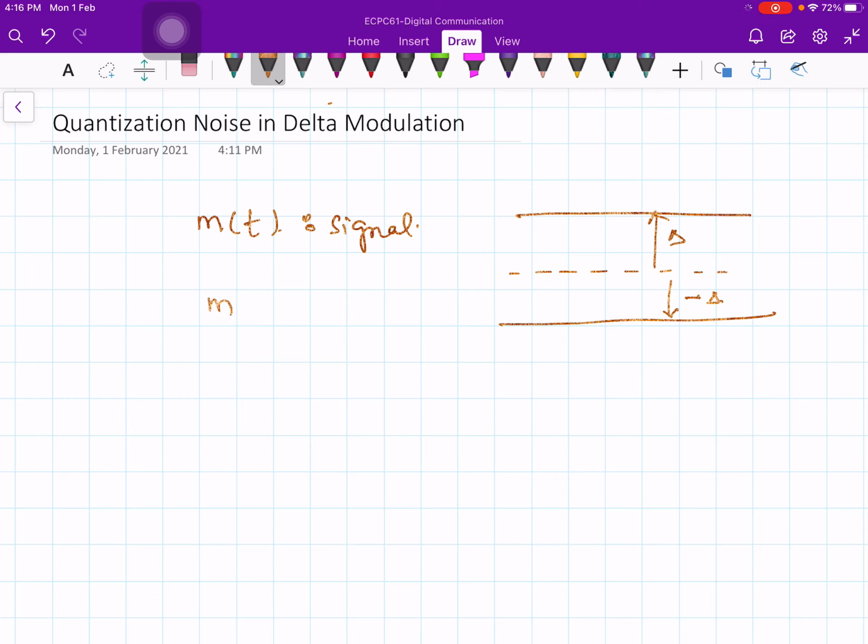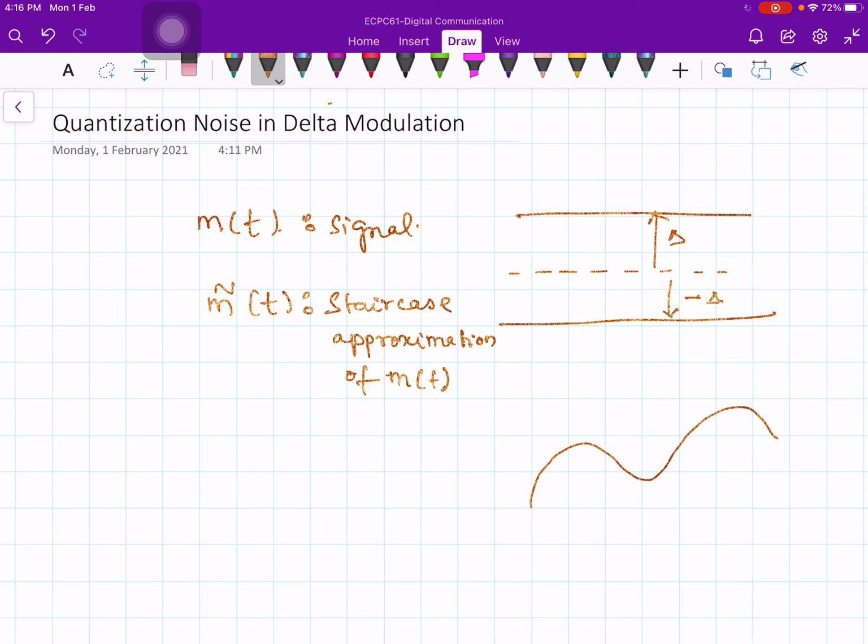So m tilde of t denotes the staircase approximation of m of t. Suppose you have a signal like this, then you take the step size, you wait this much duration and increase by a certain amount, something called delta, and then again wait for some more time and increase the step size of delta. And this is my true value m of t, and this is my step size value. So this difference is called the error.